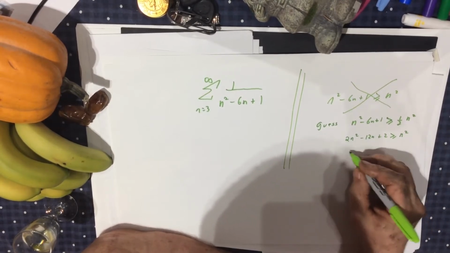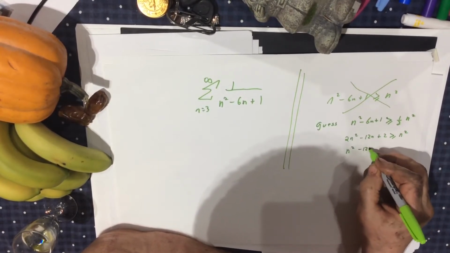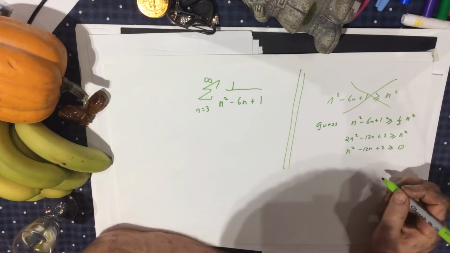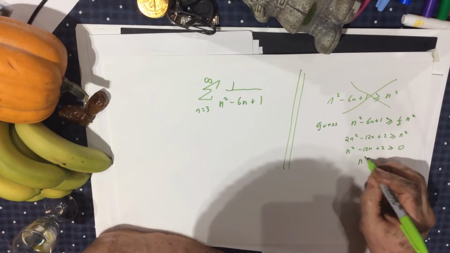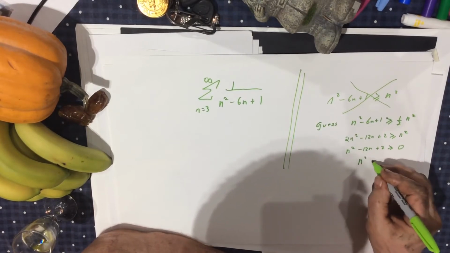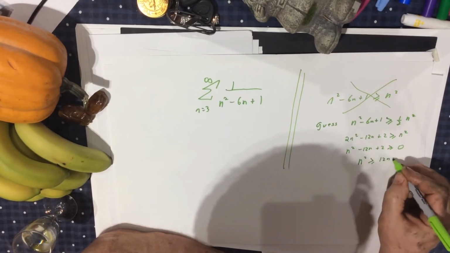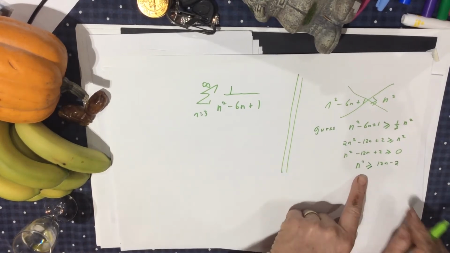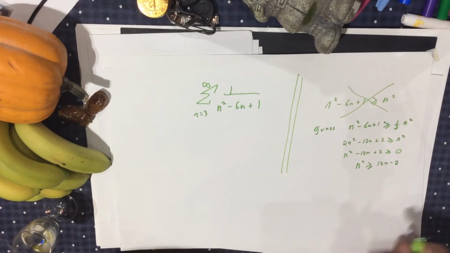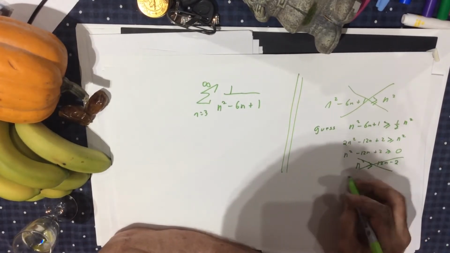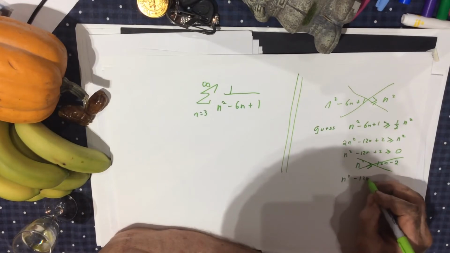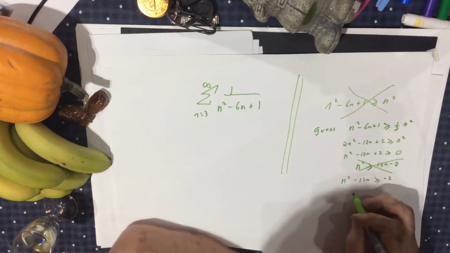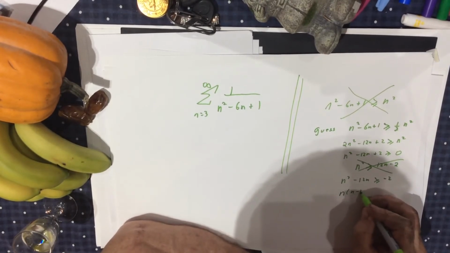And I subtract n squared from both sides. N squared minus 12n plus 2 is bigger than or equal to 0. Then I'm going to add 12n to both sides. N squared is bigger than or equal to 12n minus 2. Now, do you believe that? Actually, let me write it a different way. Let's not write it that way. Let's try this way. N squared minus 12n is bigger than or equal to minus 2.